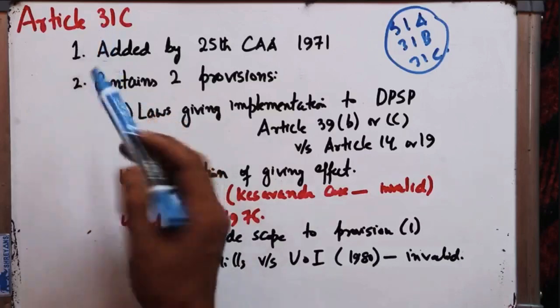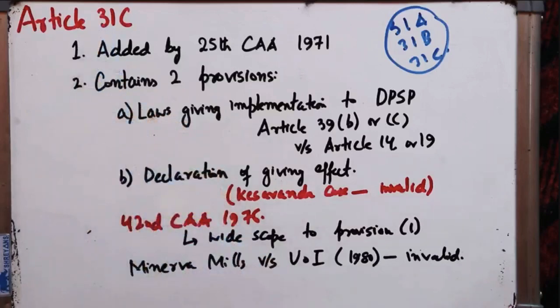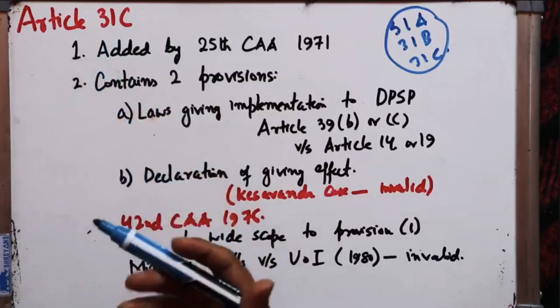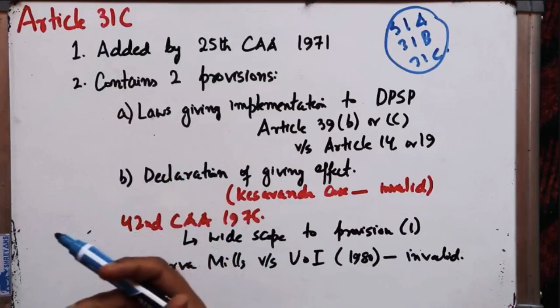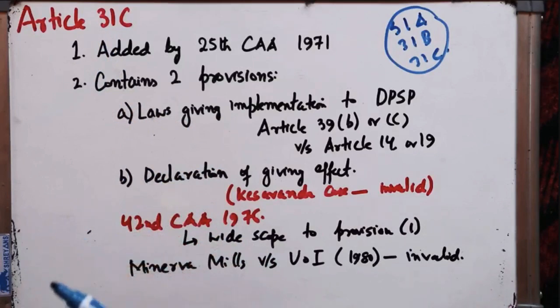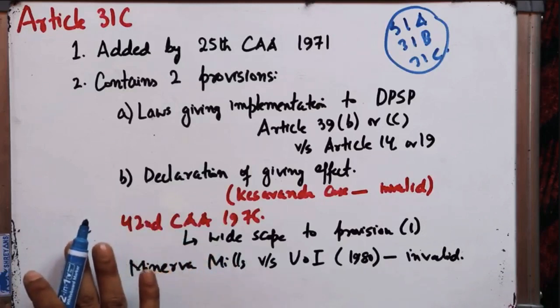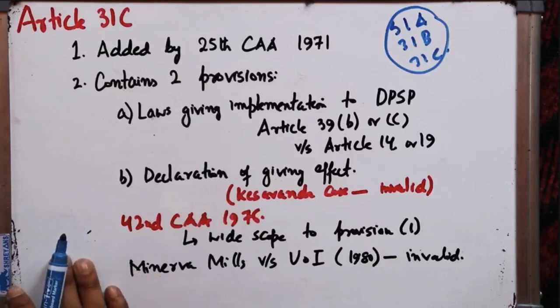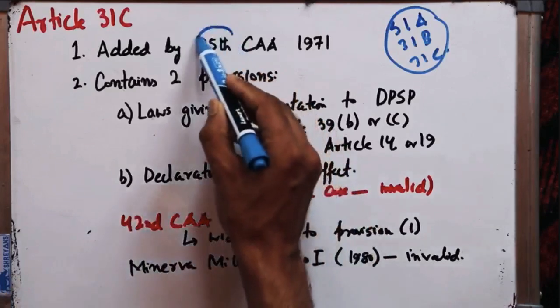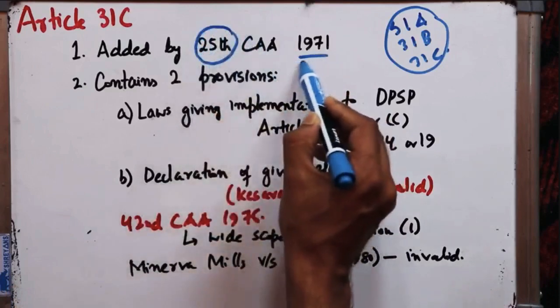Article 31C was not present in the Constitution of India originally, but when the Parliament started to do developmental works and started to implement the directive principles of state policy, the fundamental rights of people were violated, and the people approached the courts, and usually the courts gave rulings. Finally, to nullify these rulings by the verdicts of the court, the Parliament made various amendments, and one of the amendments was the 25th Constitutional Amendment Act of 1971.